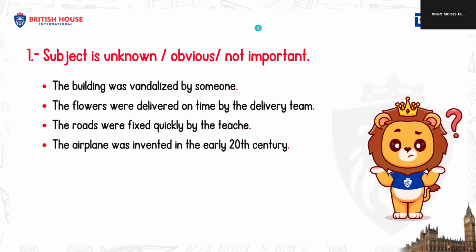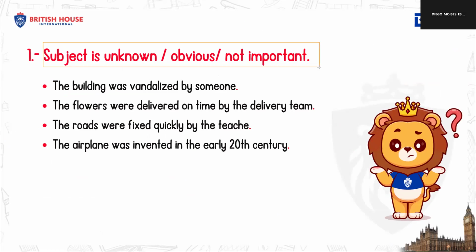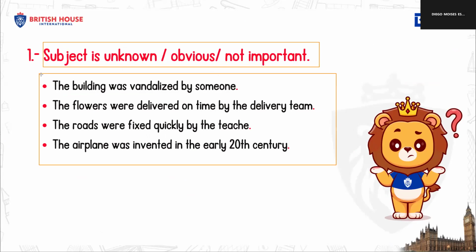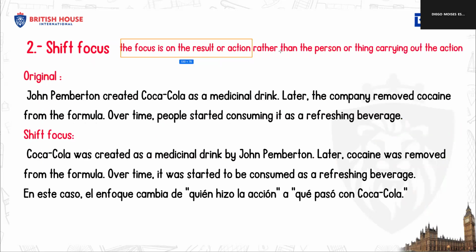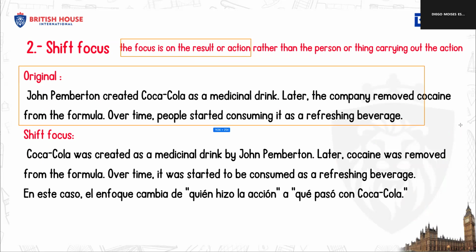Well, this is easy, right? The first use is easy: subject is unknown, obvious or not important. Acá tienes más ejemplos, si los quieres leer, no voy a enfocarme en eso porque hemos estado hablando de eso los últimos 10 minutos, maybe. So, shift focus. Es lo mismo que hemos estado viendo, right? The focus is on the result or action rather than the person or thing who did it or who does the action. So, in the original text, we are talking about who? About John Pemberton. Claro que sí, acá tú lees todo el texto y te da a entender que está hablando de Coca-Cola, ¿no? Bueno, en realidad la compañía, en general está hablando de Coca-Cola.